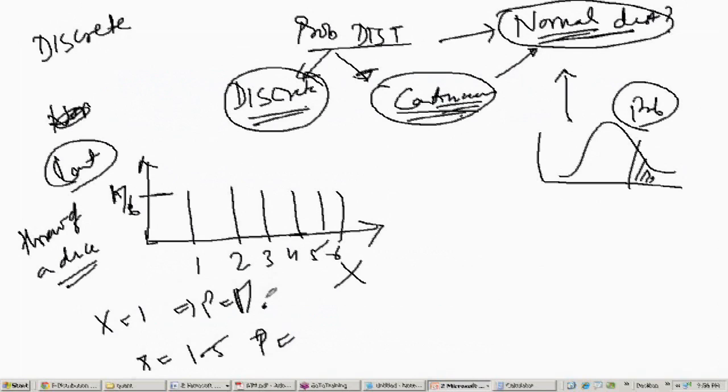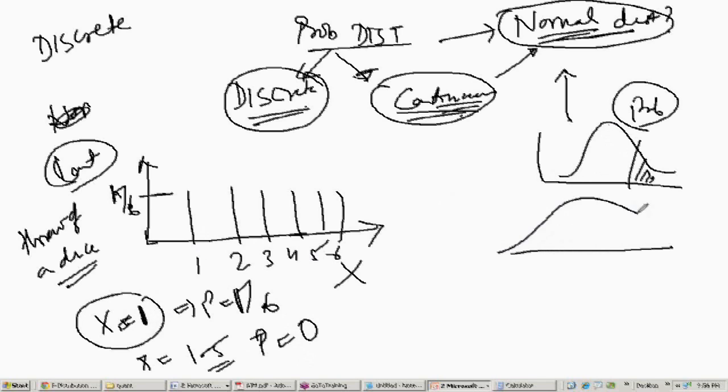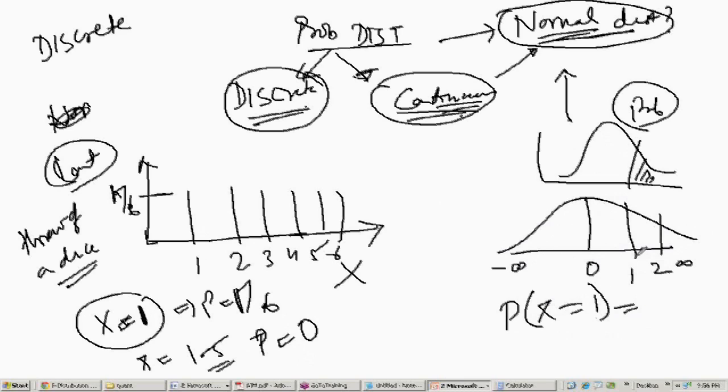What if x is 1.5? What is the probability? You see that x does not exist for 1.5, so it is 0. Over here you are getting the probability for some values, discrete values. Now think about a normal distribution, which exists from minus infinity to plus infinity, and you have values 0, 1, 2 like that. If I ask you what is the probability that x will be equal to 1, what will it be?